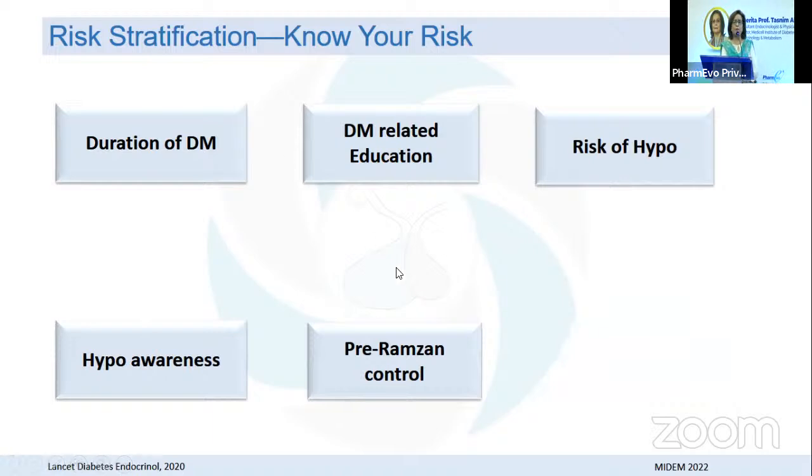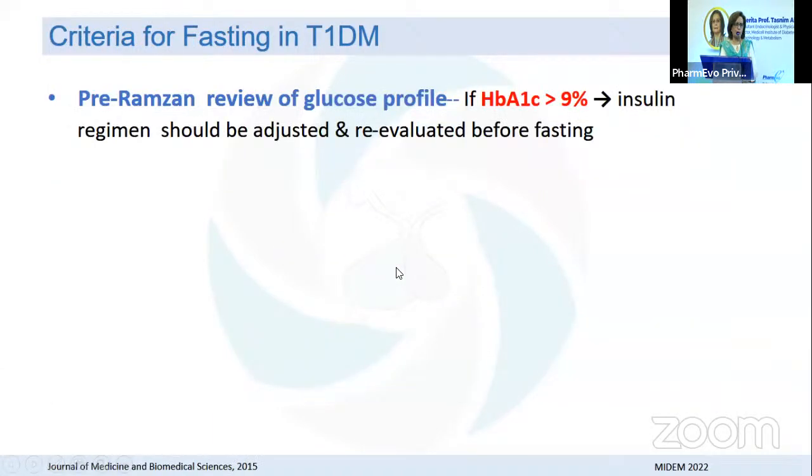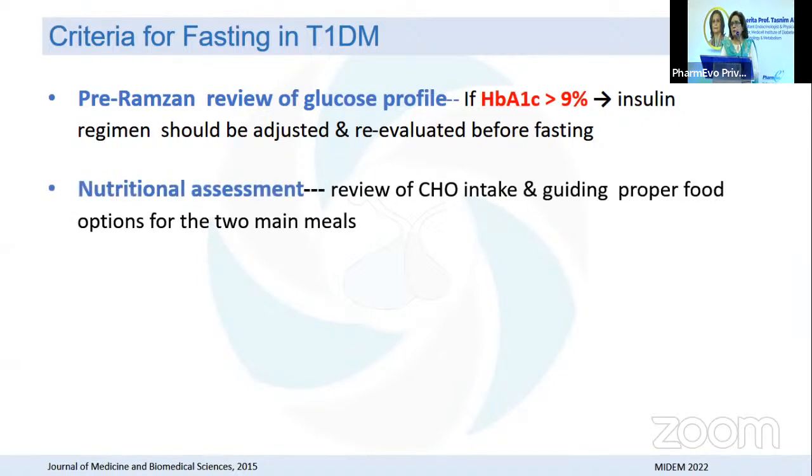So criteria for fasting, pre-Ramzan review of glucose profile. If the HbA1c is more than 9, insulin regimen should be adjusted and reevaluated well before fasting. So that is about 6 to 8 weeks. You need a nutritional assessment, a review of carbohydrate intake, and guiding into proper food options for the 2 main meals. So here is a whole lot of work. Lot of work about carb counting, knowing the 15-gram portions of different food items that we eat.